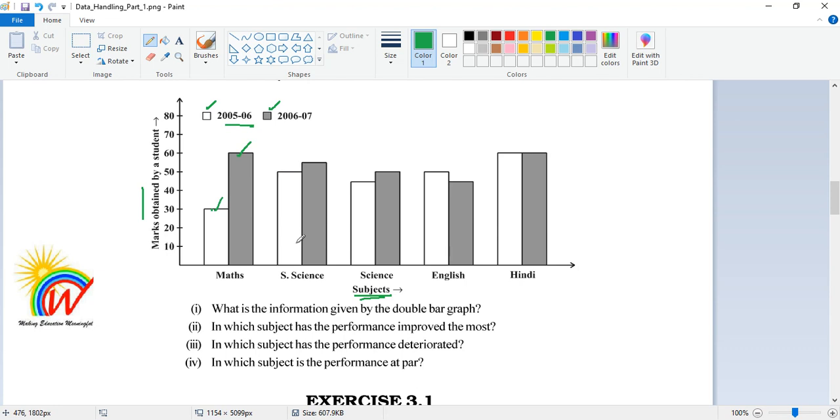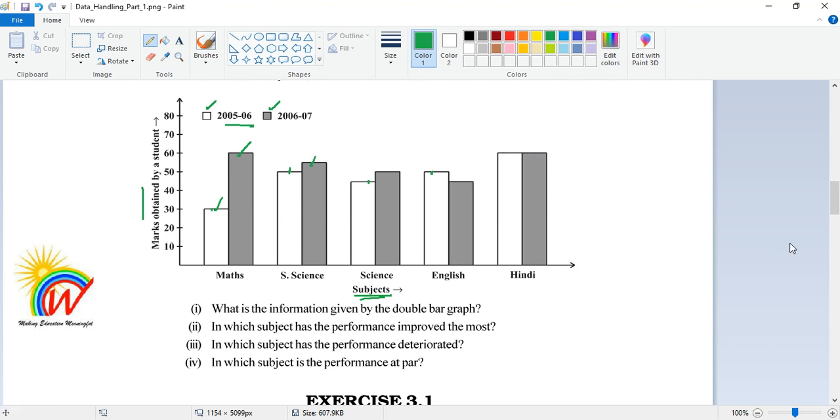In general science, what has happened? In social science, it was 50 earlier, previous year. The next year it has become 55 or something, correct? So it has increased. Now in science also there is a slight improvement, correct? And in English it has gone down. See, earlier it was better, now it's not increased, it's gone down instead. And in Hindi, you see, there's no change. The marks which the student got last year is the same as this year.